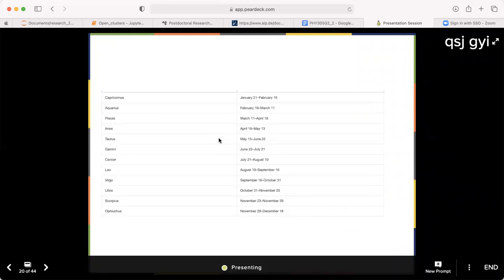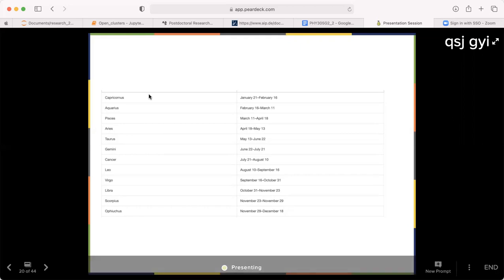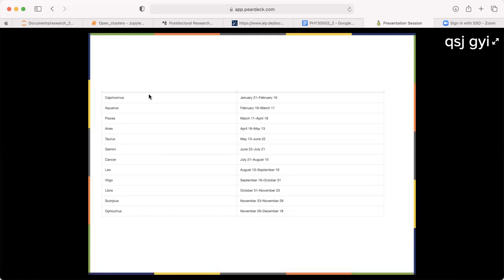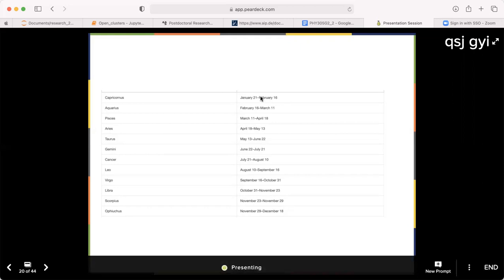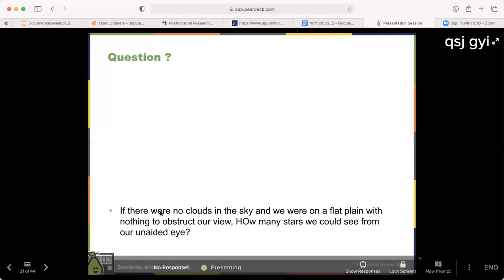Right, so here is the set of constellations I have put again here. What constellation is in the background of this ecliptic, or the path of the Sun, at different times of the year? In January, February, it is this particular constellation, and then February, March, Aquarius, and then like that the list goes down, right, for these constellations.